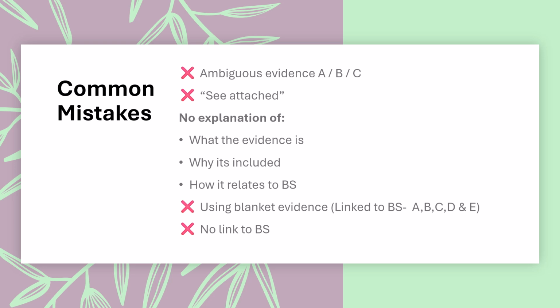Sometimes they would use blanket evidence, so that means evidence that covers multiple behavioral statements. You'd find in annotations it would be written: linked to behavioral statement A, B, C, D, and E. And when you're looking at the work, you're thinking, it sounds very fishy, but okay. And you'll see that sometimes there isn't a clear link to the behavioral statement, which makes it tricky to understand if the intern actually understood the work that they're doing.